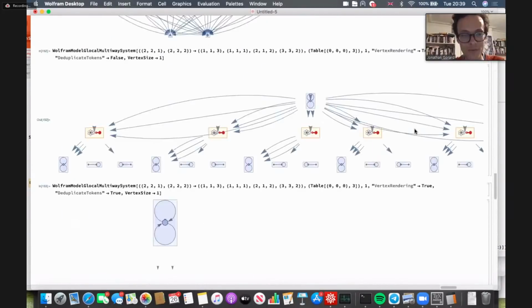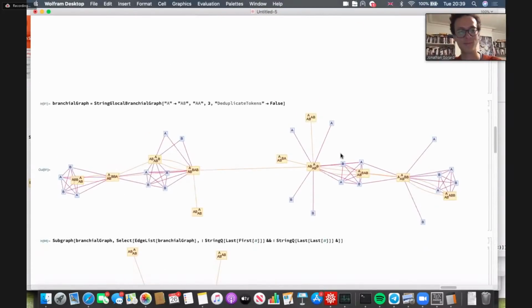Well, that's why I was kind of excited about these local branchial graphs. Everything about this physical spatial structure is reconstructible from the event ancestry, and everything about the branchial structure is reconstructible from the token ancestry. And then the coupling between the two comes from the edges that connect both. All right, that's reasonably exciting. Okay, let me think about that for a second.